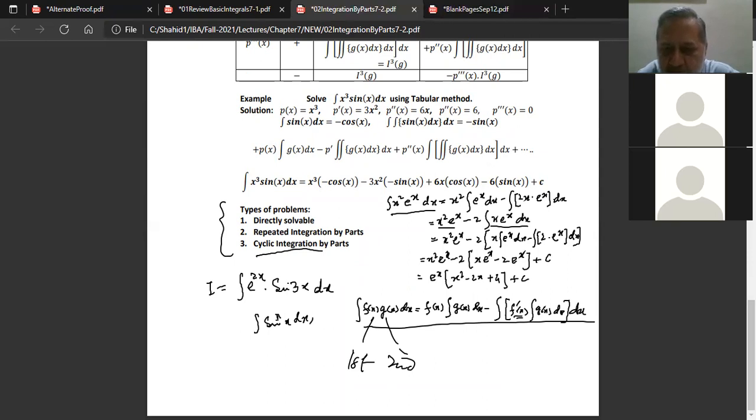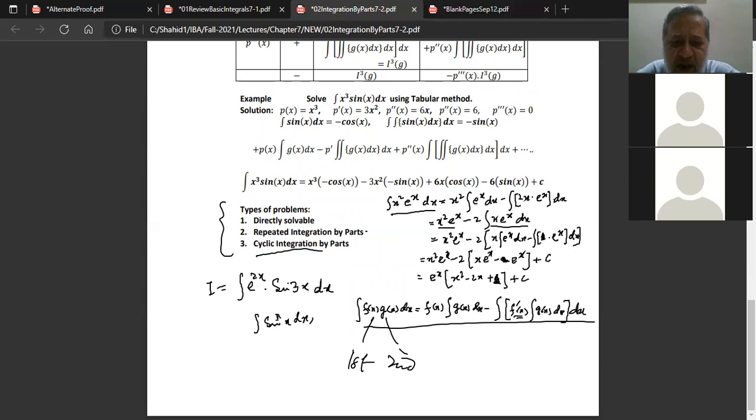ये टू कहाँ से आ गया? तो x का डेरिवेटिव 1 और e पावर x का इंटीग्रल e पावर x. So we have got e power x here. This will be 2, not 4, because of this 2. तो इस प्रॉब्लम में इंटीग्रेशन बाय पार्ट्स 2 दफा लगा.